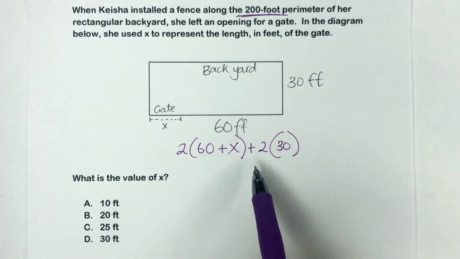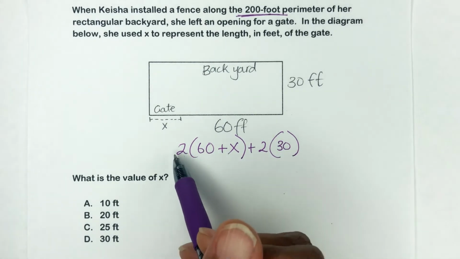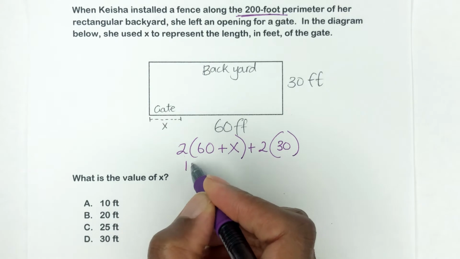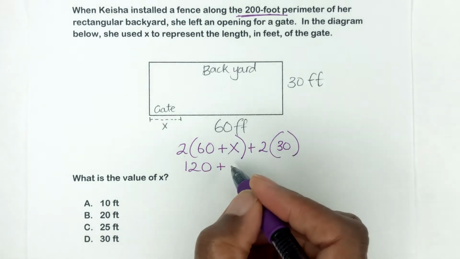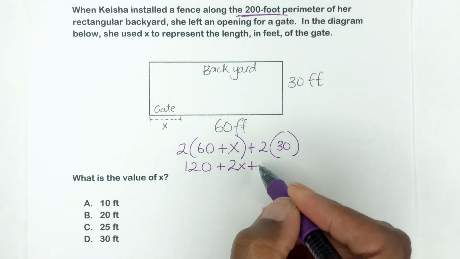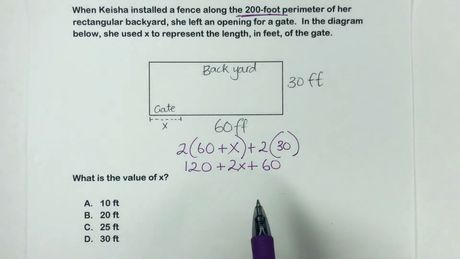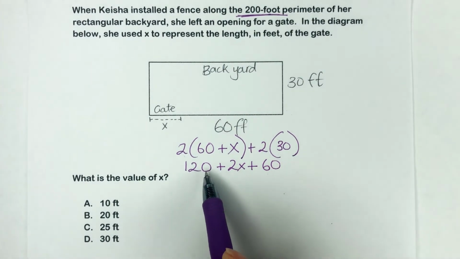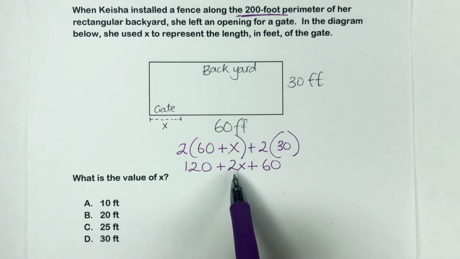And then you would just solve it by opening up the brackets by multiplying in. So 2 times 60 is 120, plus 2 times x will give you 2x, plus 2 times 30 will give you 60. Here you have two sets of families. You have numbers without the variable, and then you have this number with the variable.